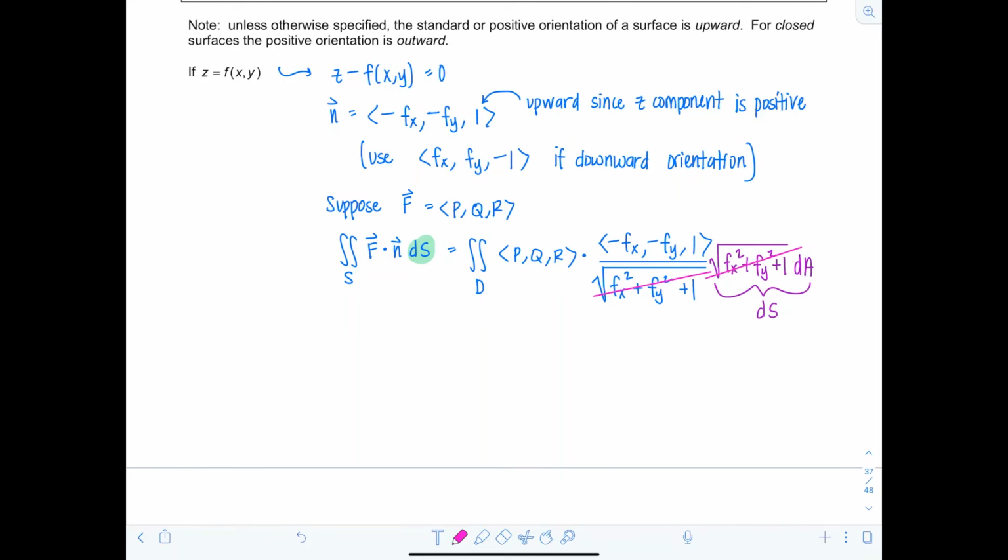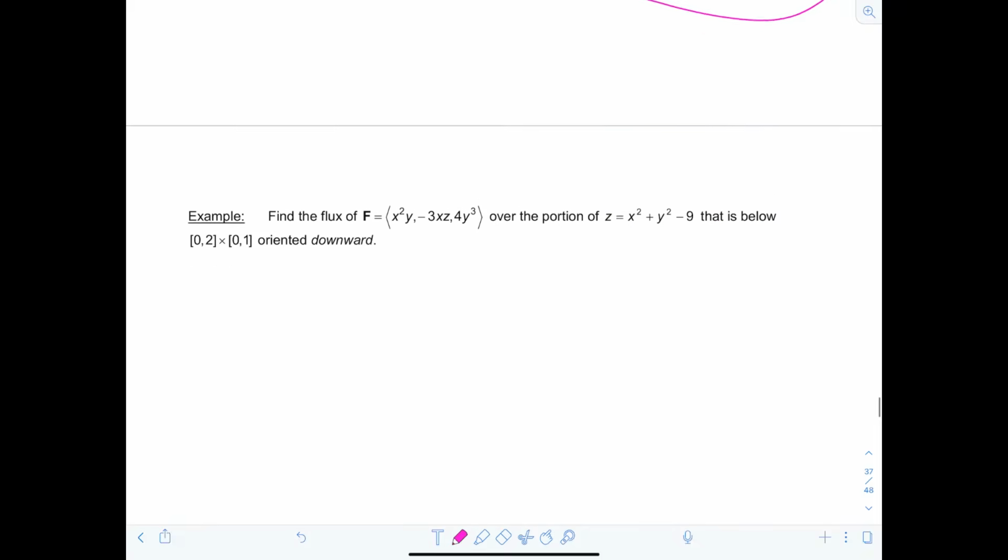Okay, just be super careful when you switch from dS to dA that you also switch from S to D appropriately. They have to be matchy-matchy. So if you have S, you have dS. If you have D, that's when you have dA. Pay attention to stuff like that. Good. Are you ready for an example? I hope so. It's happening.